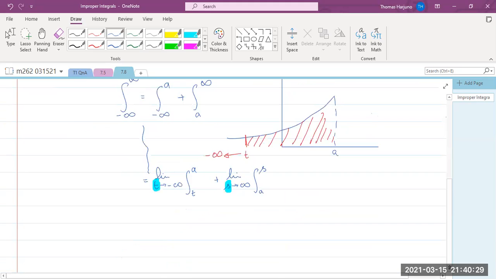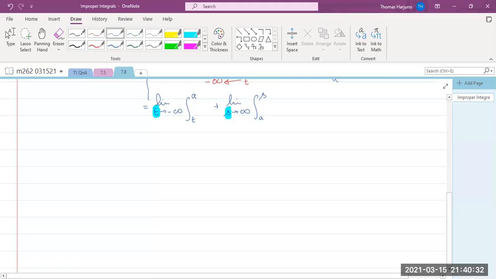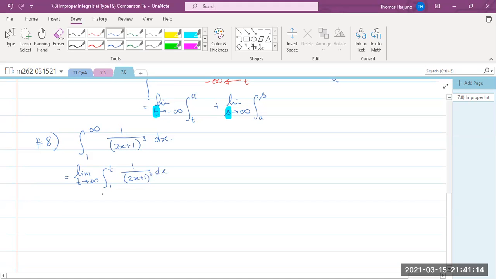Of course, during this weekend, I want you to watch that video on that 7.8 and if possible, go on with 8.1. But let's do problems. Suppose, for example, I pick question number 8. Integral from 1 to infinity of 1 over 2x plus 1 cubed dx. Then change that infinity to something first. And then you basically will work on these. But of course, you still need to write the limit though. You still need to write the limit.